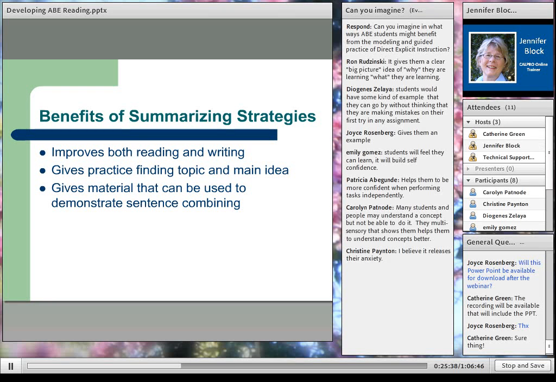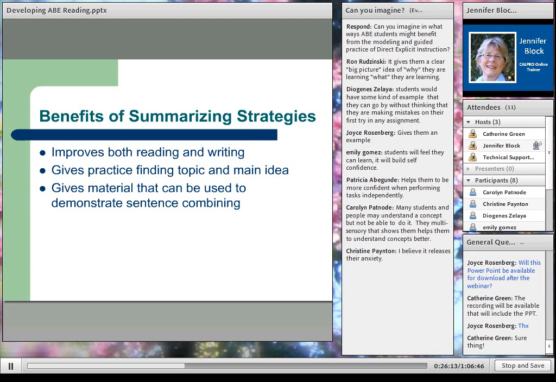The strategy we want to focus on today is summarizing. I participated in the Teal writing project last year and was very taken with summarizing strategies, partly because the research has shown that summarizing strategies improve both reading comprehension and writing. Two for one.